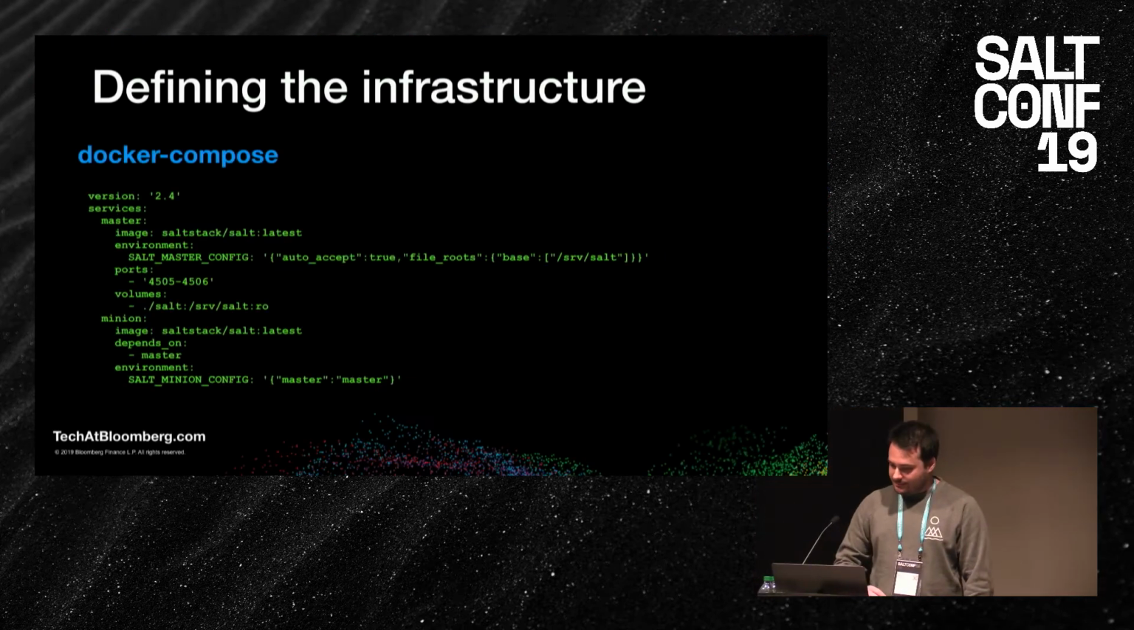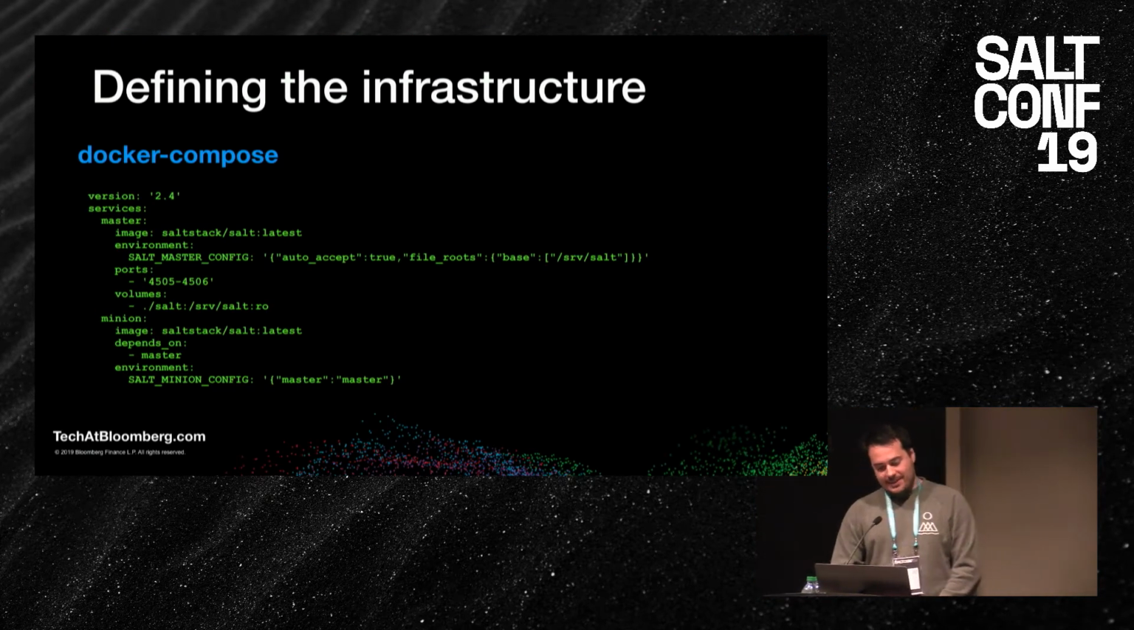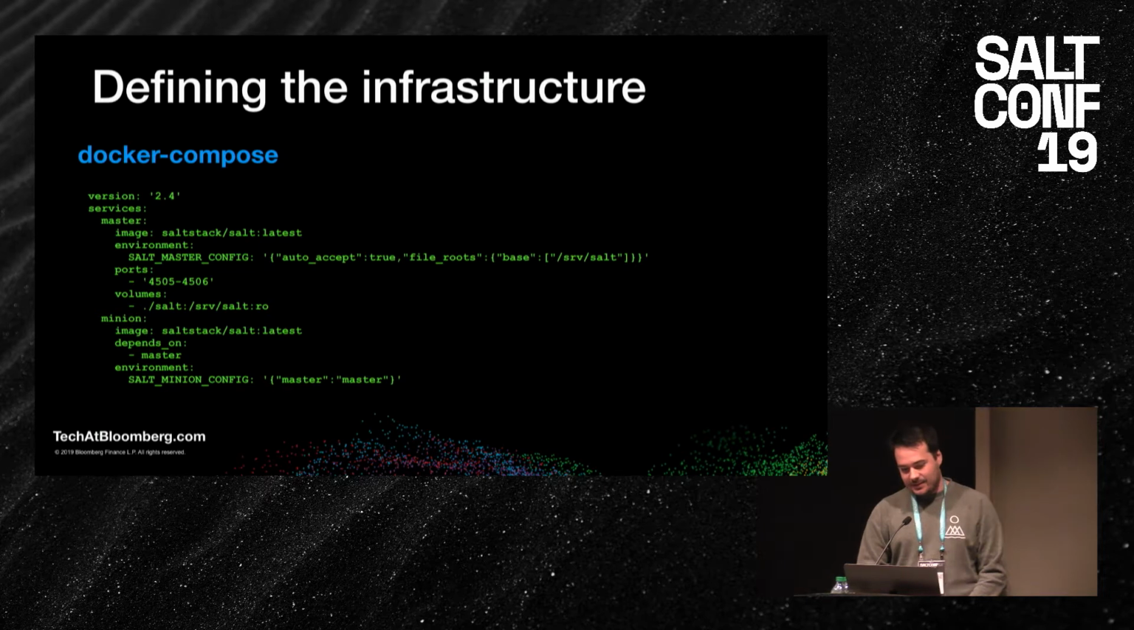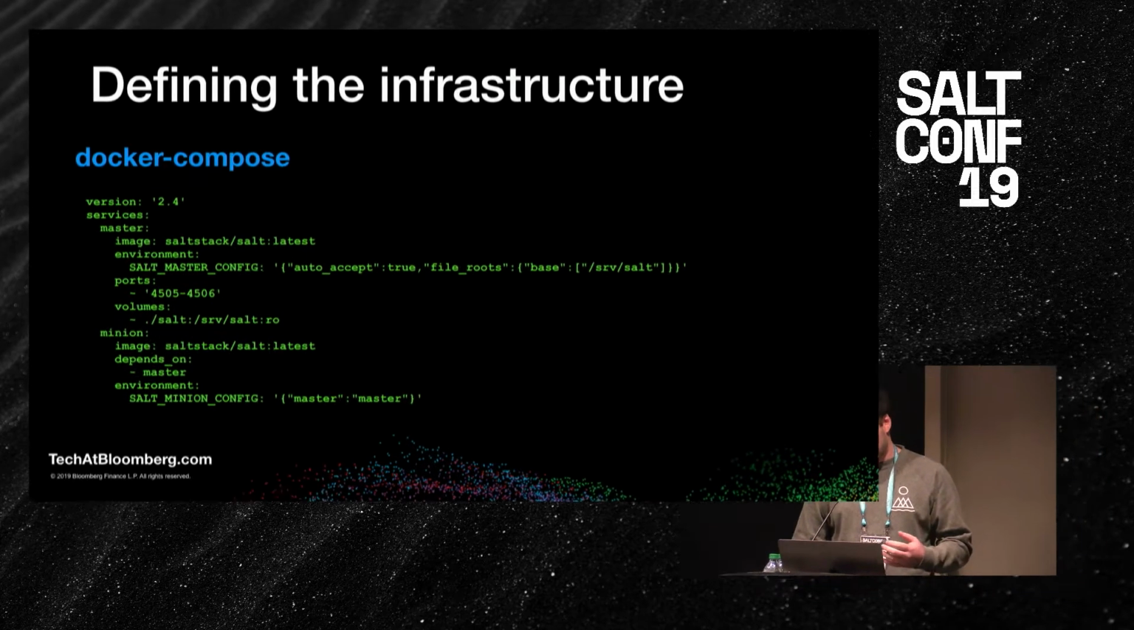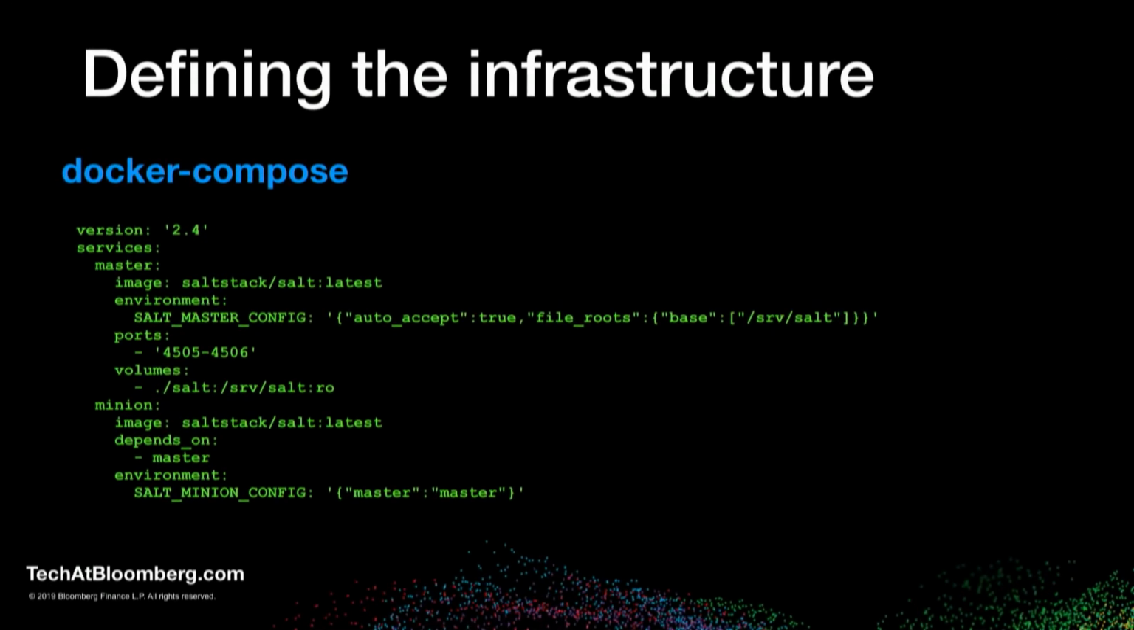All right. So defining the infrastructure. As Austin mentioned, Docker Compose lets you define, using their schema, basically the Docker topology that you're trying to build. What I have up here is actually a real example of a topology that you guys should hopefully recognize. Spinning a master and a minion using the upstream salt images.